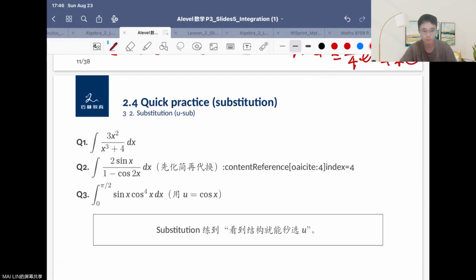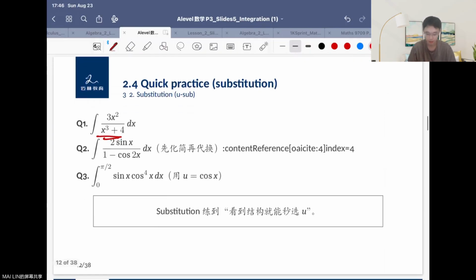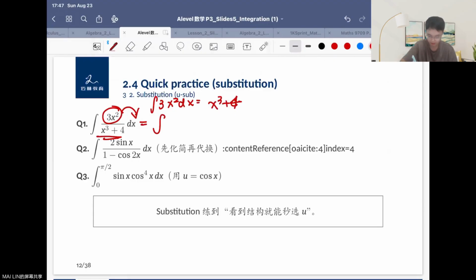Okay, so let's go back to our first question here. This is using the substitution method, right? For 3x squared, if you make an integration after it, that is x cubed plus c, right? So you can just consider it's 4 because c can be chosen as any constant number, right? So this integration can be written as integration of 1 over x cubed plus 4 d(x cubed plus 4), okay?